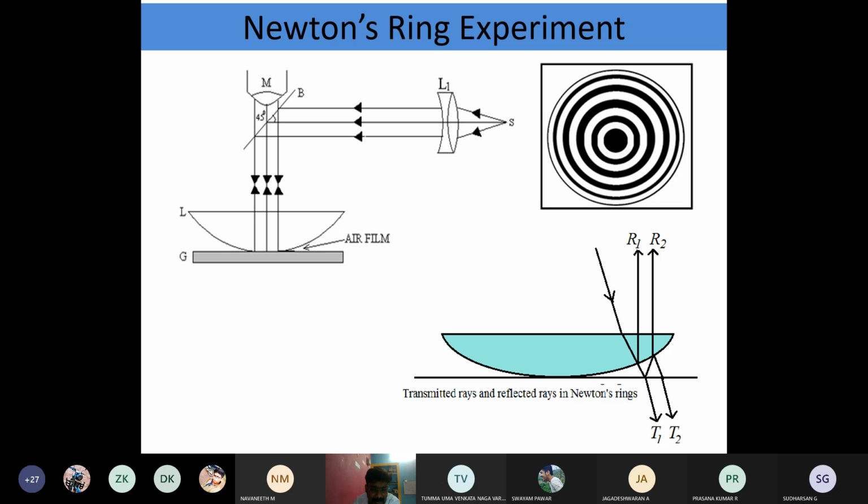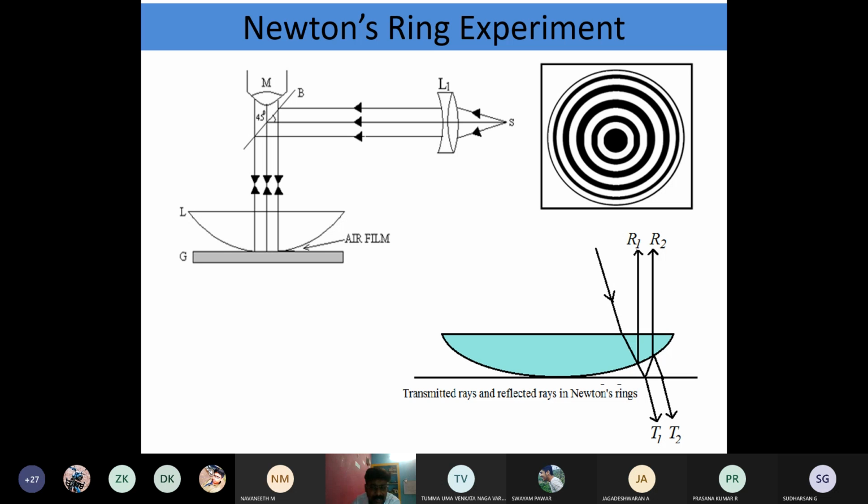The arrow marks towards the plano-convex lens show the transmitting ray. When the ray strikes the bottom surface, it will reflect back. The upward arrow mark shows the reflected ray. Here these two rays are superimposed and collide with each other. As a result of this superimposition, we can see the circular format on the right side.